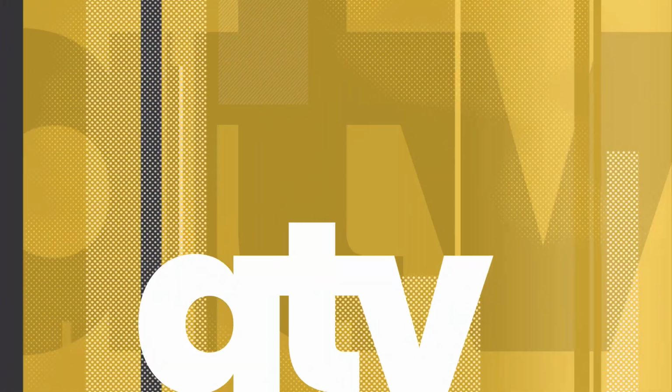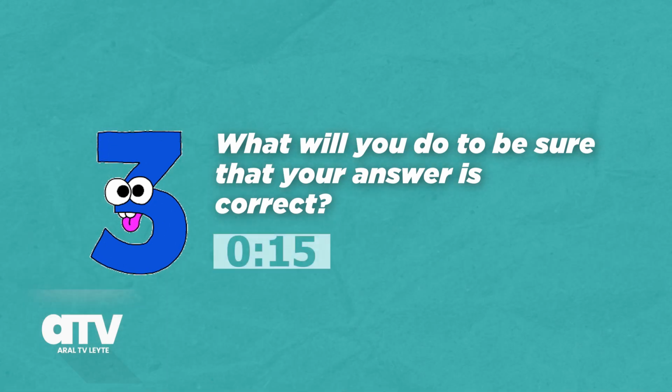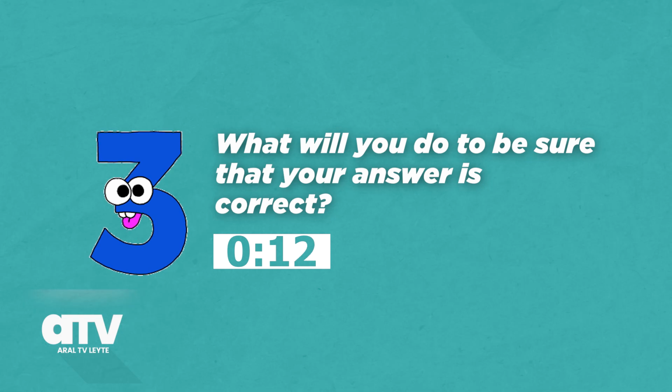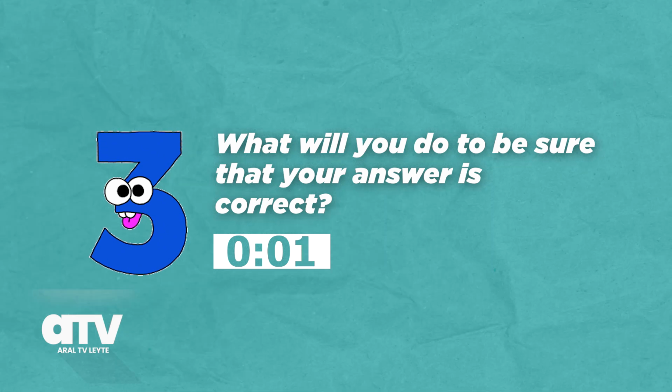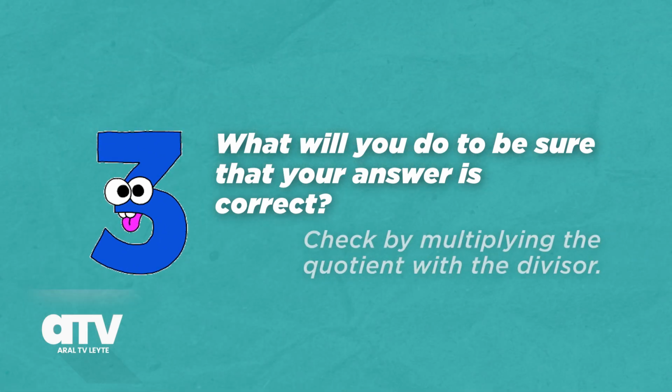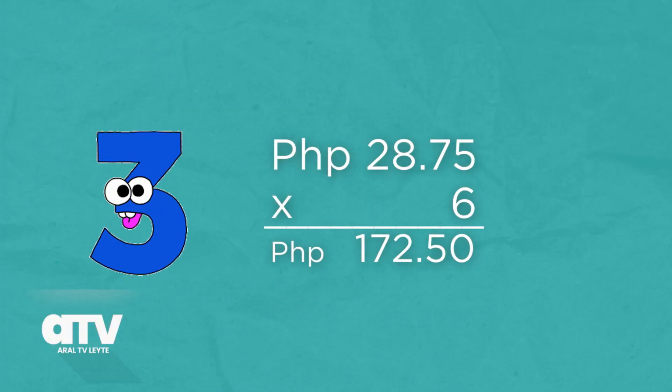Question number 3. What will you do to be sure that your answer is correct? Check by multiplying the quotient with the divisor. We have 28 pesos and 75 centavos times 6. The answer is 172 pesos and 50 centavos. Yes, you are right!